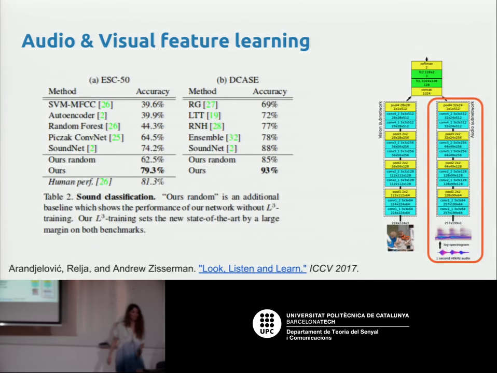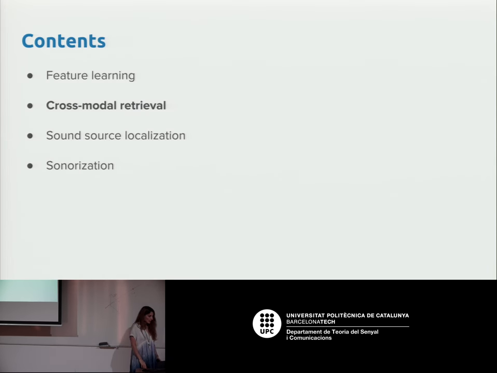And again, they show the features are really strong and they can be used. Annotated, actually state of the art, even better than SoundNet, the network that I introduced before, for sound classification tasks. Okay, so that's feature learning.